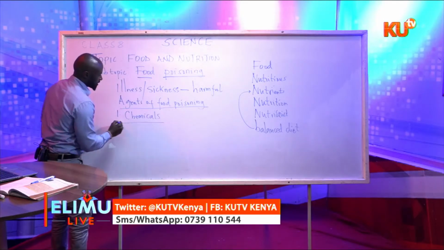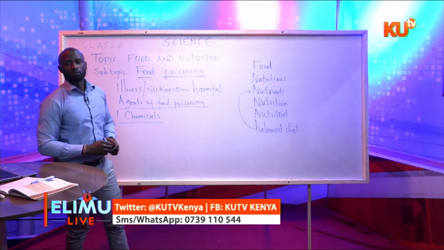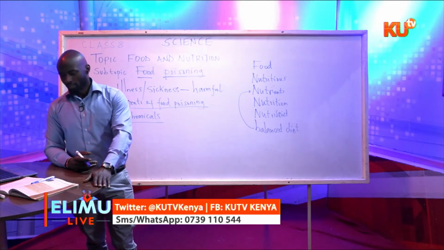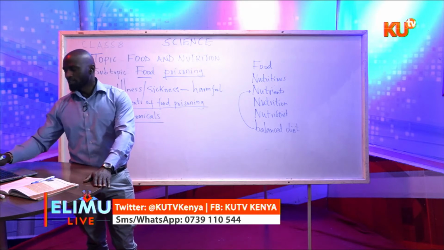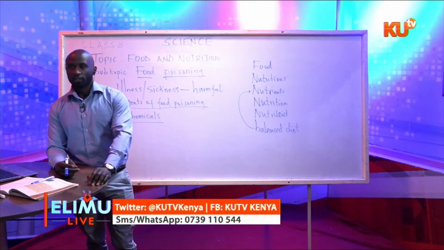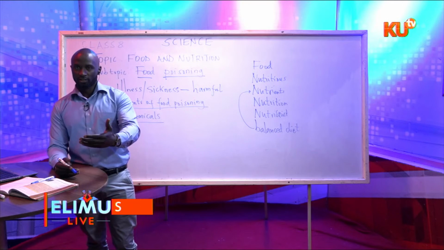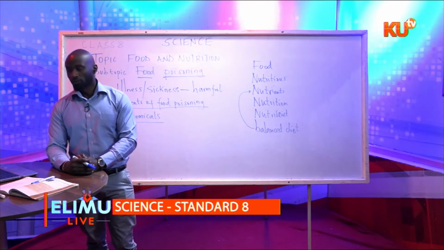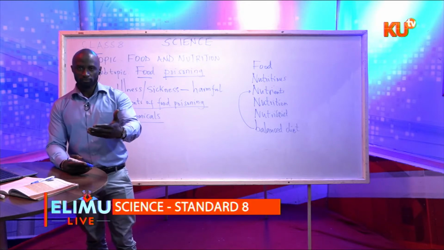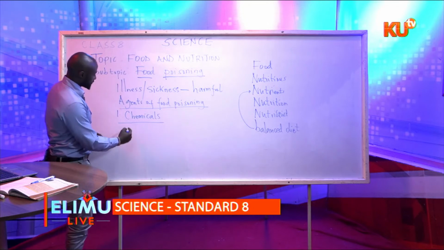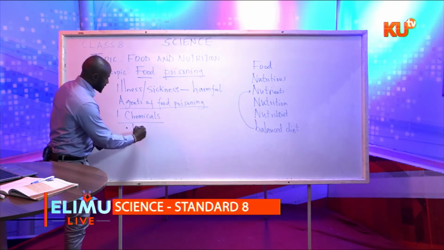Now, I know you're wondering, what are chemicals doing at home? And I'm here to let you know that some of the chemicals that are commonly used at home can cause food poisoning if they are handled carelessly, especially where food is concerned. So we list a few of them. Some of these chemicals found at home, we shall list a few. Number one, we have insecticides.